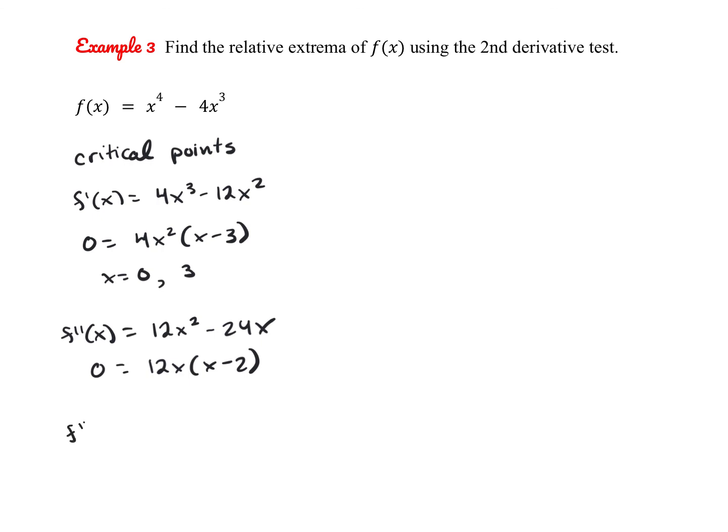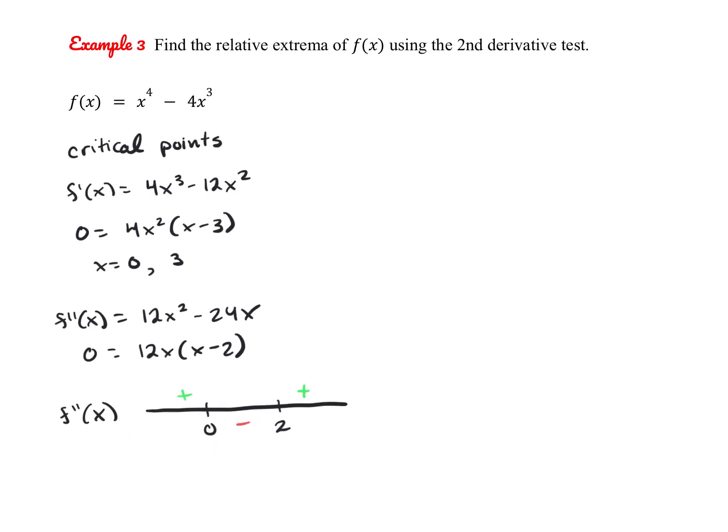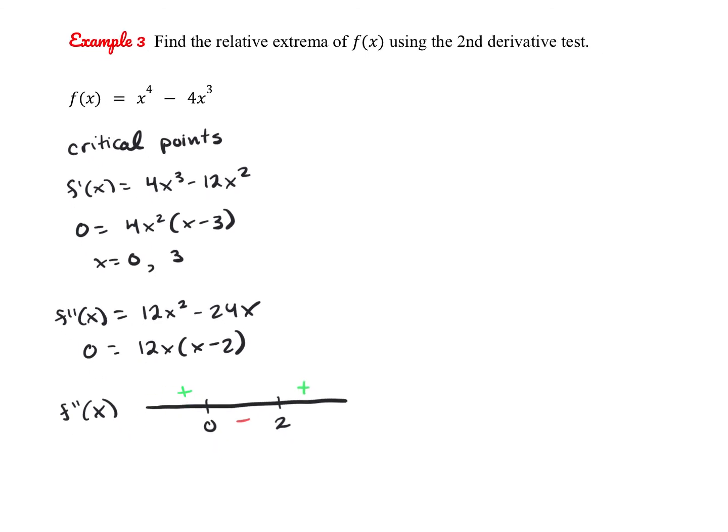So now we can do our little sign analysis. If you plug in -1, we get a negative times a negative, which gives us a positive. Let's plug in maybe 1, we get a positive times a negative, which gives us a negative. And if you substitute 3, we get a positive times a positive, resulting in a positive. So here you can see the different intervals where our second derivative is positive and negative.